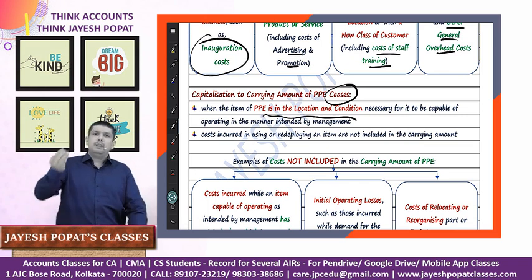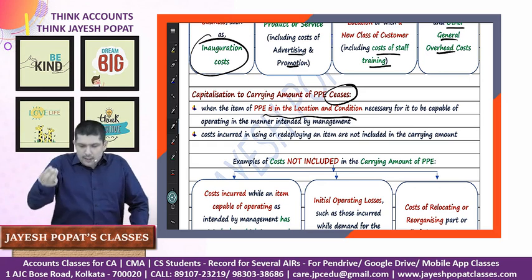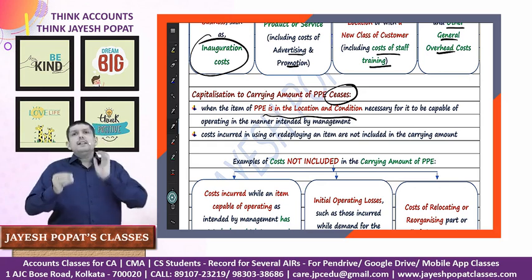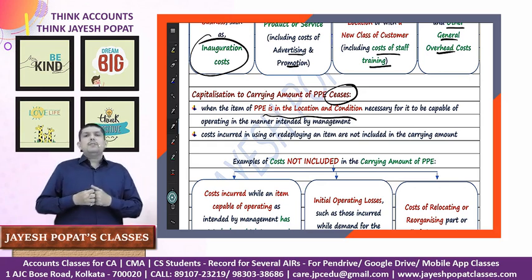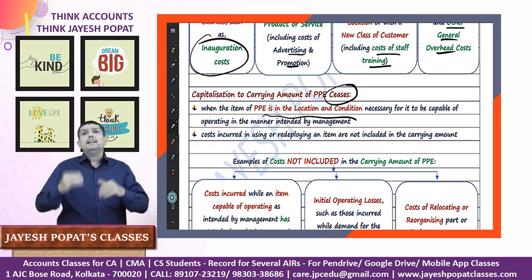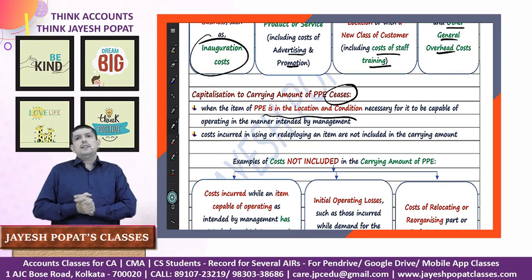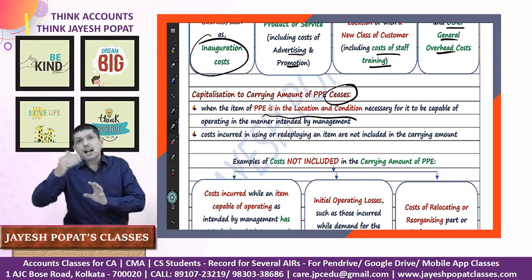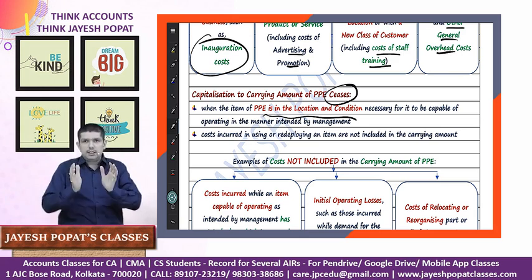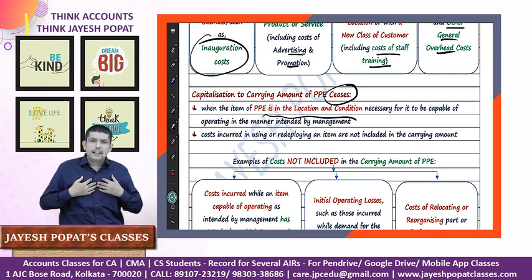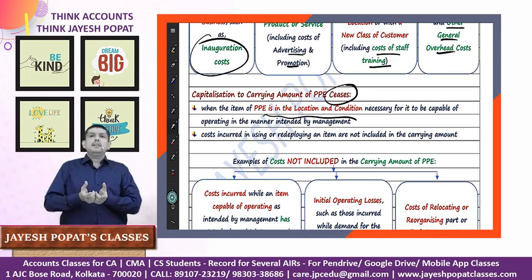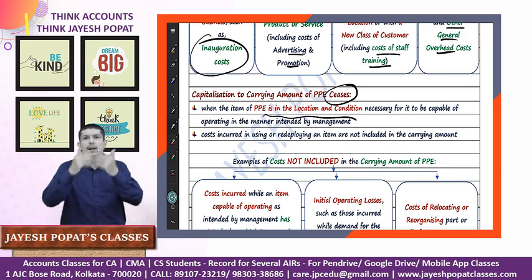For example, if I buy an AC, the cost of the AC will be there, then the transportation charge from the vendor to my premises will be there, then the installation charge at the requisite place will be included in the cost of the AC. But any cost incurred after that, now the AC is in a position that it can be used as it was intended by me, afterwards, if I am incurring any cost, it will not be considered for capitalizing in the cost of the PPE.